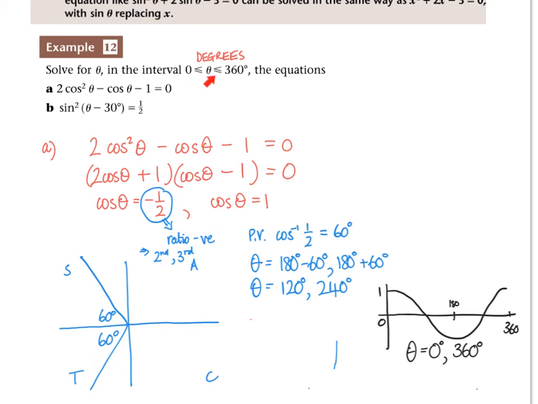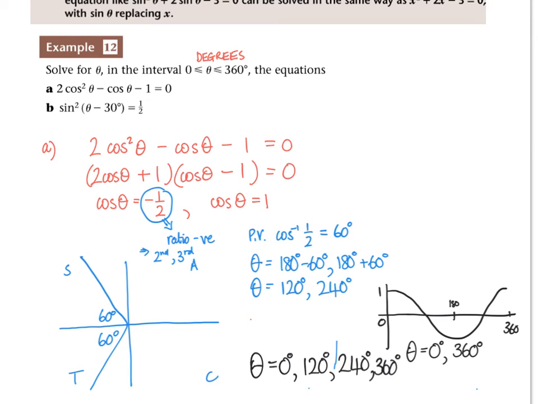Just be careful about that, because if you'd included 360 and the inequality had just said less than, you would have lost an accuracy mark. So altogether we've got theta is equal to 0, 120 degrees, 240 degrees and 360 degrees for the quadratic that we've got. So you can see the merit in using both of these. It helps us out tremendously.